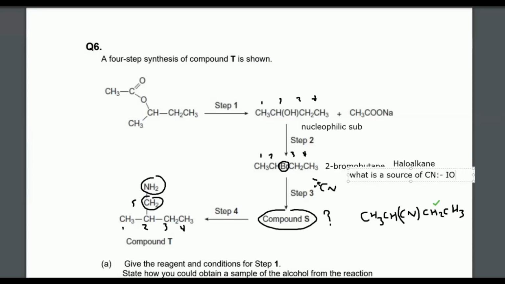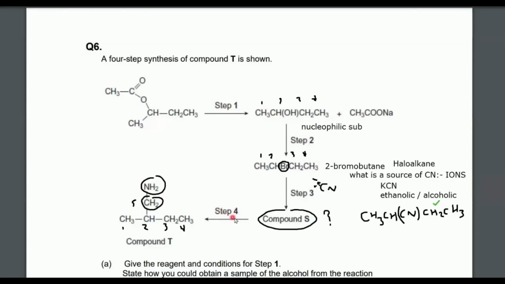So what was the source of the nitrile ions? Hopefully you came up with it. We can use potassium cyanide or sodium cyanide, okay, KCN or NaCN. And you want to dissolve these in ethanol. And the reason why is ethanol is a really good solvent for polar and non-polar substances.